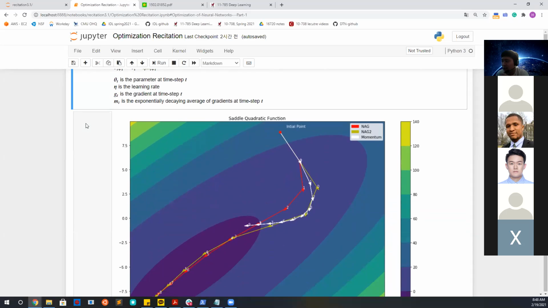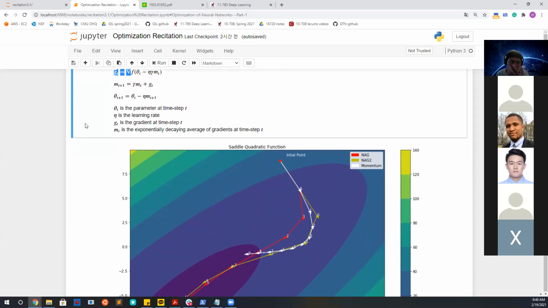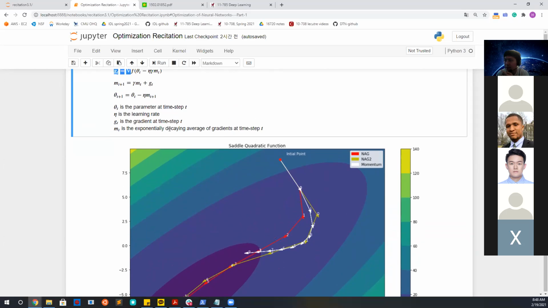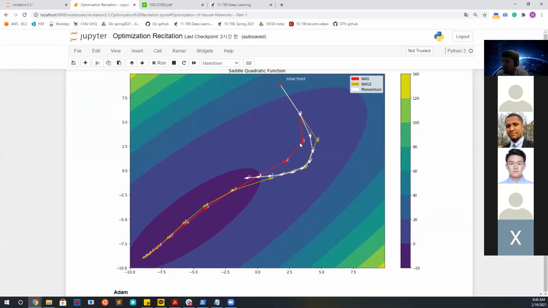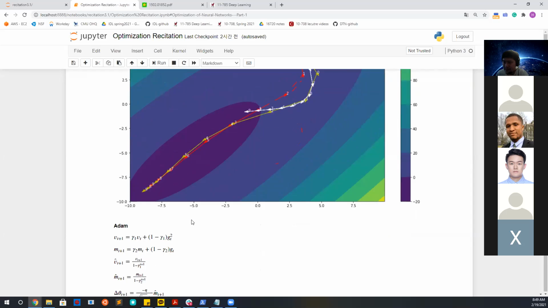There are a few versions of Nesterov's accelerated gradient, and I think two versions are plotted here. You can see that momentum is slow here, but by looking at the future, you generally know which direction you have to go. So Nesterov's accelerated gradient converges faster and steps toward the minimum direction faster.